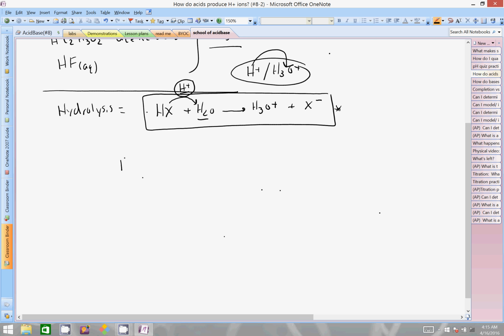First of all, we have HCl, and it ends up being quite simple. HCl plus H2O yields. Now I'm going to allow HCl to donate an H+, and the water is going to accept the H+. This is going to give us H3O+ and Cl-.